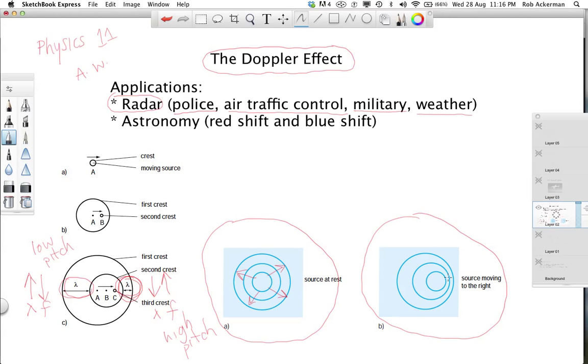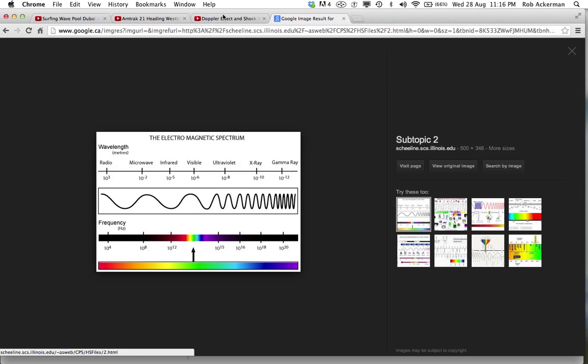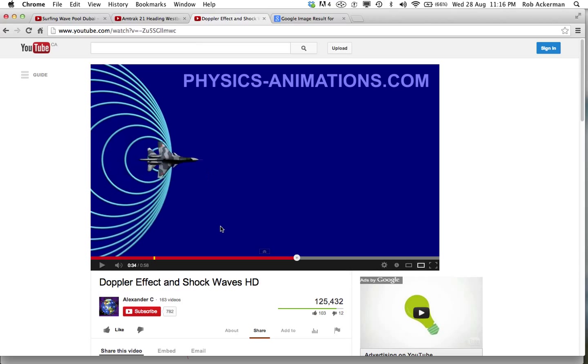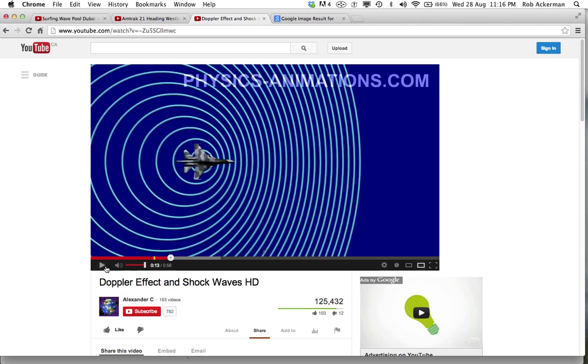But what if the object was moving so fast that the waves bunched up and the spacing became tiny, like the waves were actually touching? In this diagram, it would look like the wavelength in front was practically zero. What would that look like? Well, I've got another YouTube video for you to watch, and that one is over here. This one is also in your homework schedule.